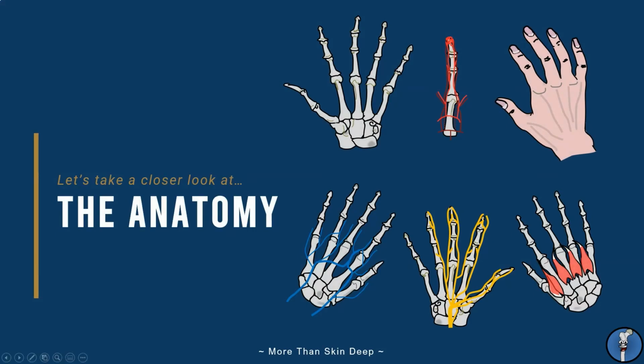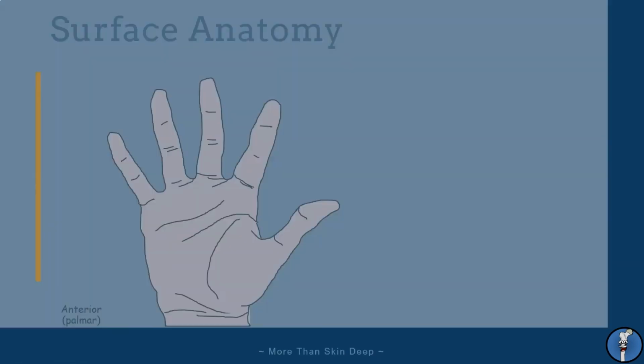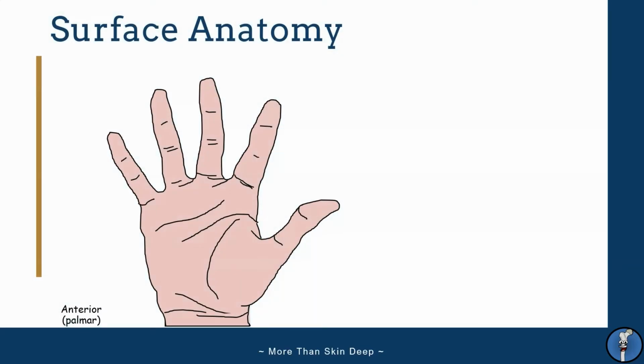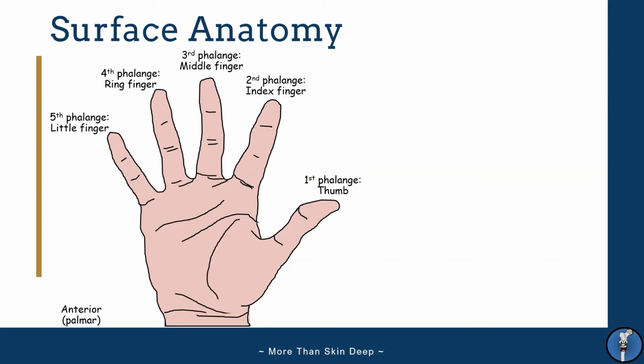So now let's take a closer look at the anatomy of the hand. We'll start by looking at the anterior surface of the hand, or the palmar surface, and we'll look at the fingers. The correct name for our digits is our phalanges. The first phalanx being the thumb, the second being the index finger, the third being the middle finger, the fourth being the ring finger, and the fifth the little finger.